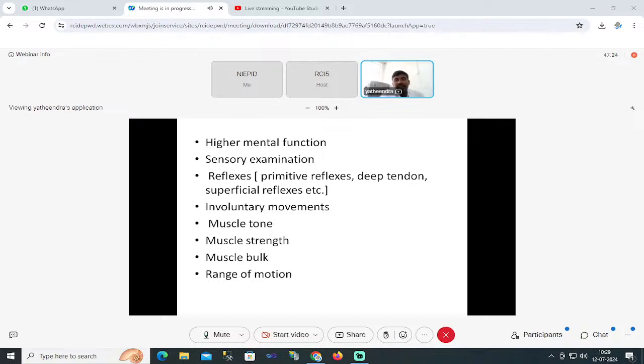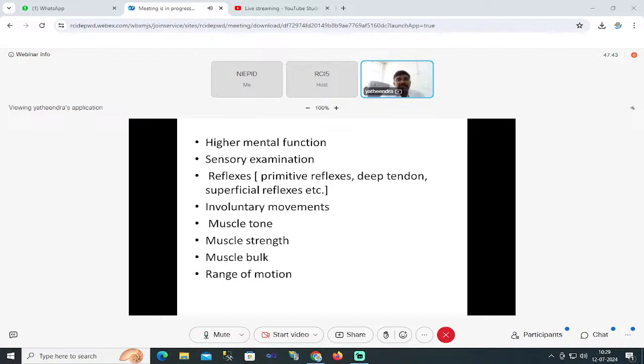Then coming to the sensory examination. What are the different kinds of sensory examinations you have to do? I'll explain. Then reflex examination. What type of reflexes do we need to test? Primitive reflexes, deep tendon reflexes, superficial reflexes, all need to be analyzed. Involuntary movements: I told you why it is important. This is a particular feature of a particular type of CP, that's why we need to assess involuntary movements.